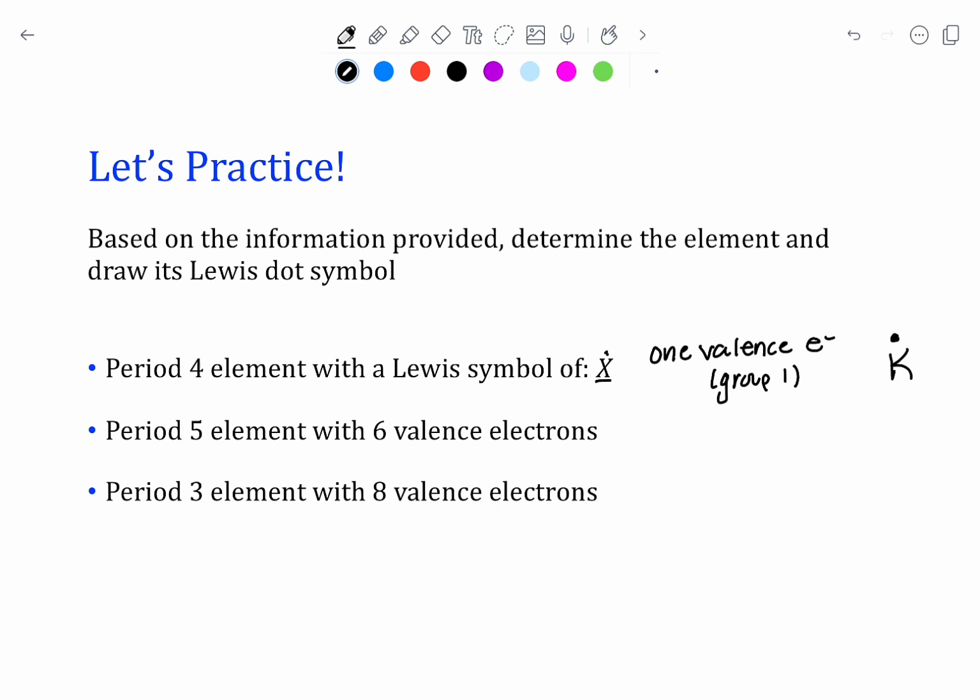Pause the video and try the last 2 examples here.